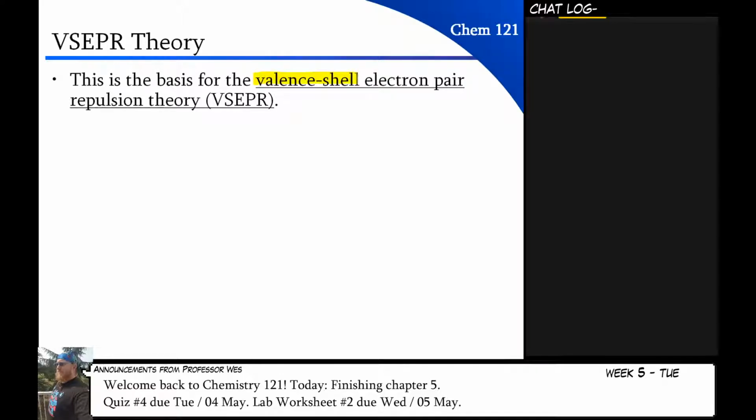So valence shell, we're using valence electrons, right? These are the electrons on the outside of an atom. Electron pair, all the electrons are in pairs. They're either a non-bonding electron pair, a pair of electrons that form a bond, or multiple pairs that form multiple bonds. And then repulsion. Electrons repel each other, right? So that's what VSEPR means. Now, I know it's pronounced "vesper," but nobody says that, so we just call it V-S-E-P-R.